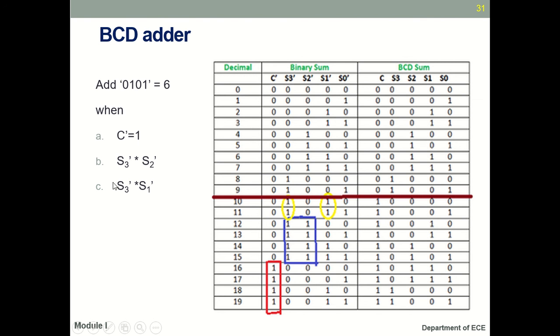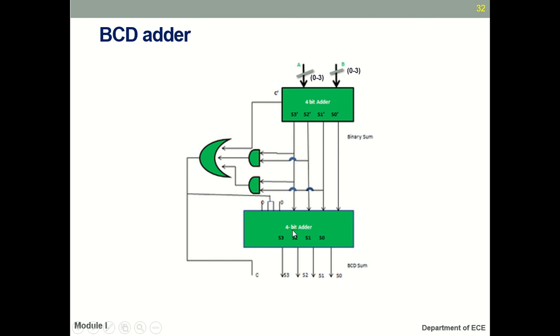So the final expression will be C dash plus S3 dash into S2 dash plus S3 dash into S1 dash. These are the three combinations that we have to take. Whenever any one combination raises the value to 1, then we have to add a 6 with the resulting value. So now let me go to the diagram.